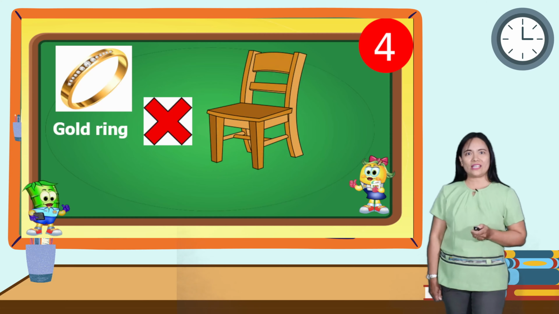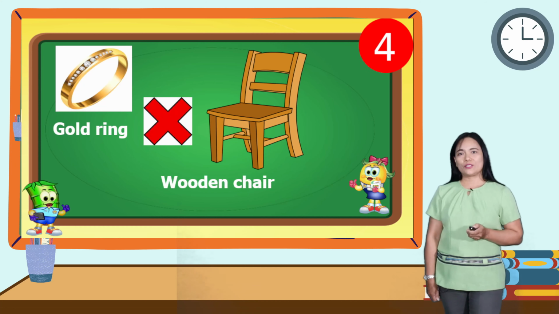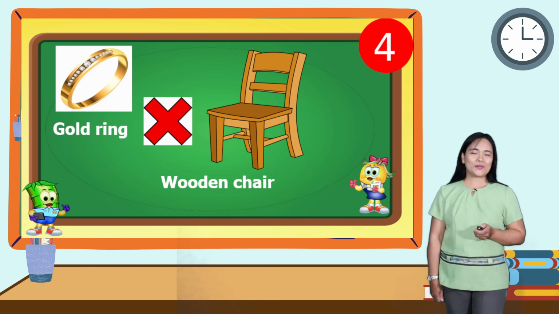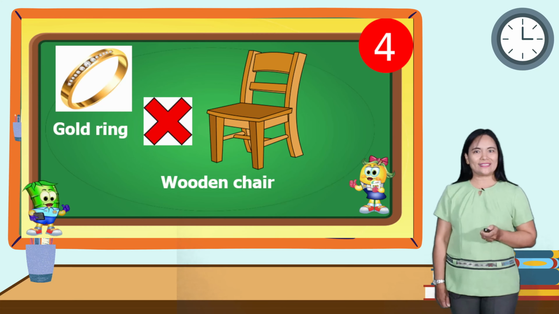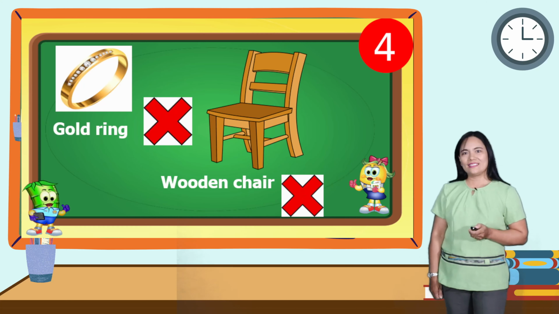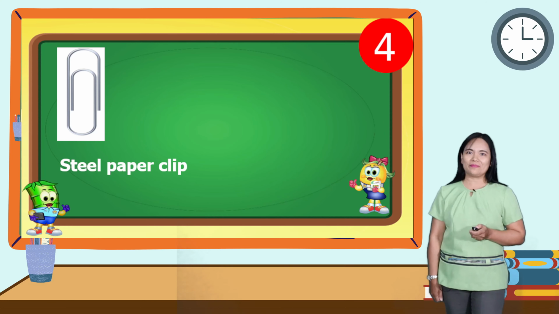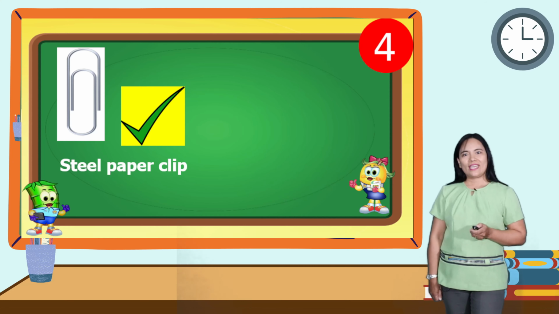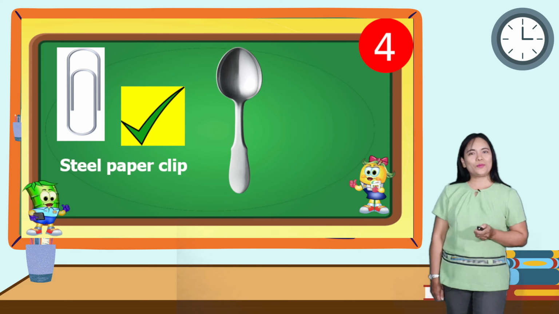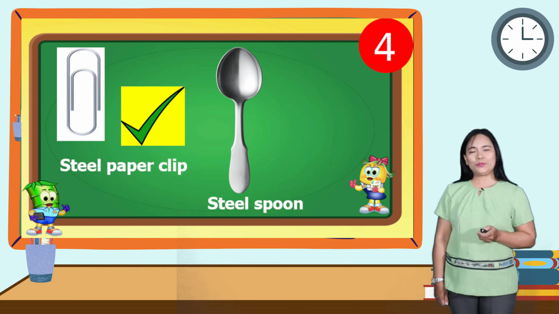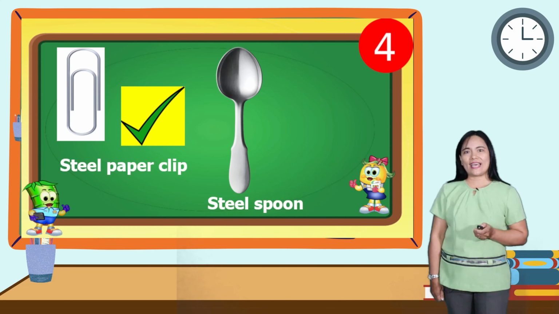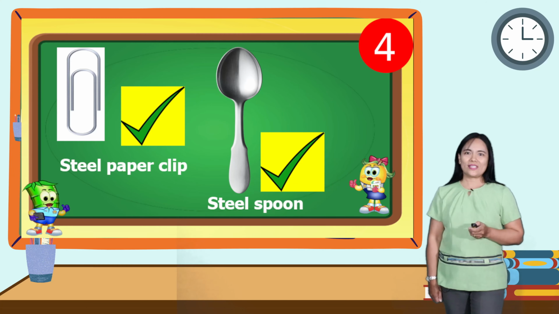What about number 3? It's a wooden chair. Can it be attracted to a magnet or not? What's your answer? The correct answer is a cross mark. And next picture, we have a steel paper clip. What's the answer? The correct answer is a check mark. And the last picture, we have a steel spoon. The correct answer there is a check mark.